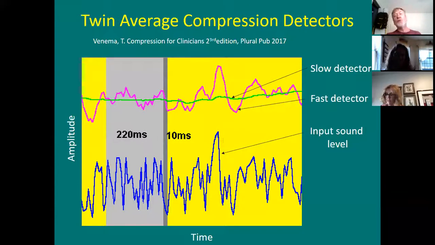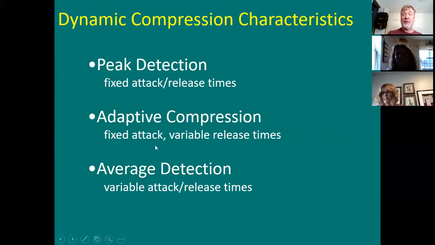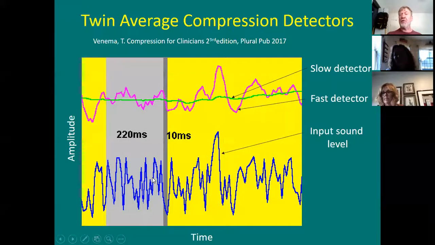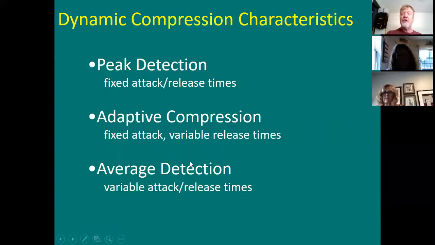Now, this is a weird picture, and I'm not expecting anybody to follow it, this is for nerds only, okay? But this is how average detection worked. We're looking at the third one. This is sort of how it worked. Here's sound changing in intensity over time, in blue, and then suddenly you get a peak. Here's your input sound level. It suddenly became loud.